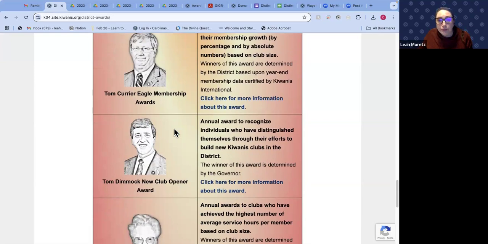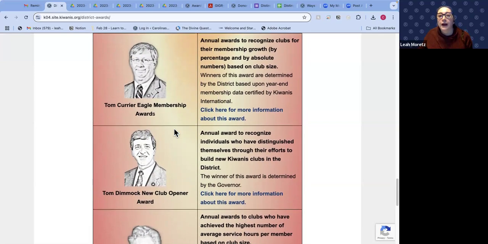We have an Eagle Membership Award that has to do with our net growth and percentage growth in the district. So the top club each year receives that award. And it's based on our September 30 membership numbers, which can be confusing. So if you don't know what your official number is, you can email me and I'd be happy to give that to you. Your lieutenant governor also has that when we send them the membership comparison report each month. It's in the September column.